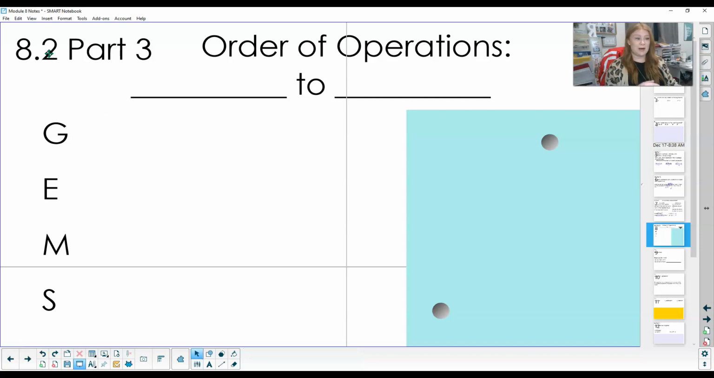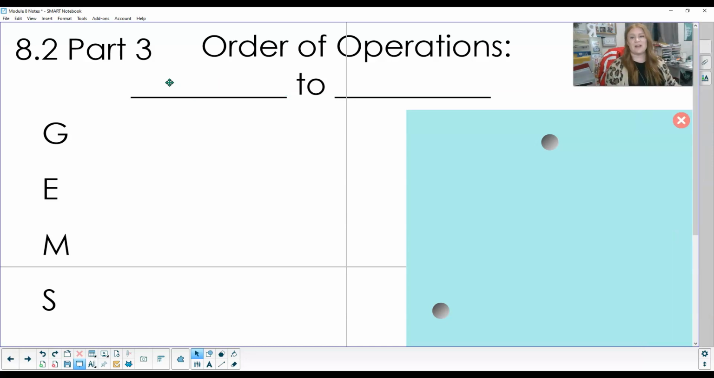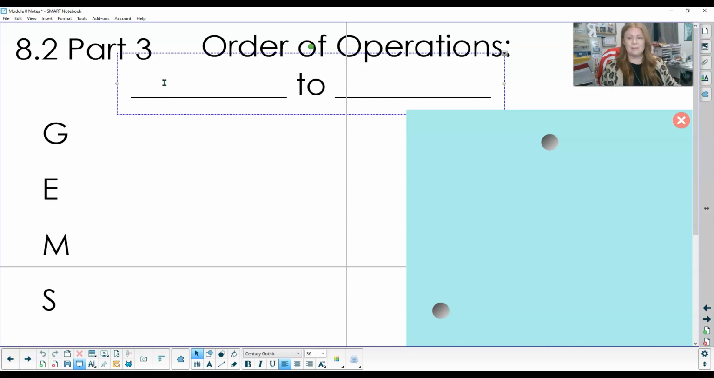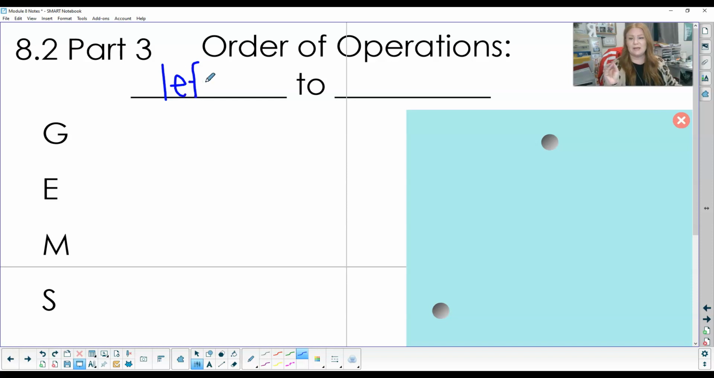For 8.2 part 3, this should be something that is familiar to us. We're using order of operations. So we have been doing our parentheses, multiply, divide, right? Those are the same in order, and then adding and subtracting. But we get to add in those exponents finally. So it's important to remember that as we do these, they always go just like we read, starting on the left and working over to the right.